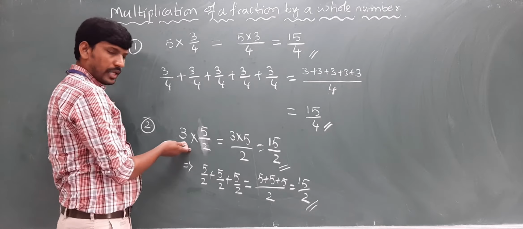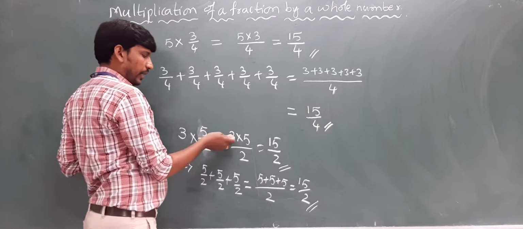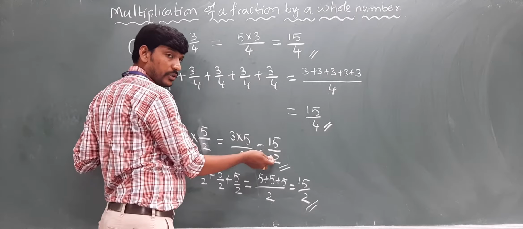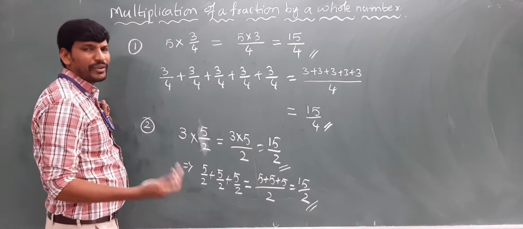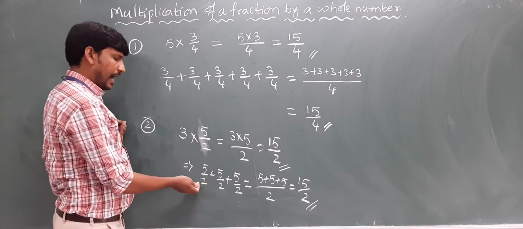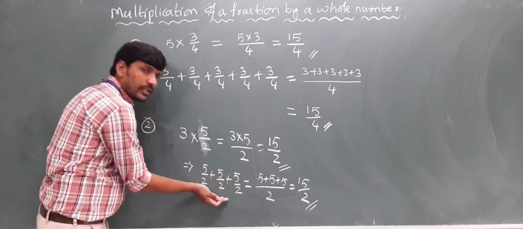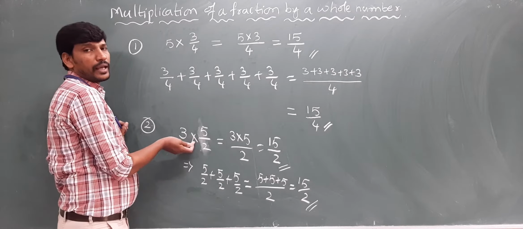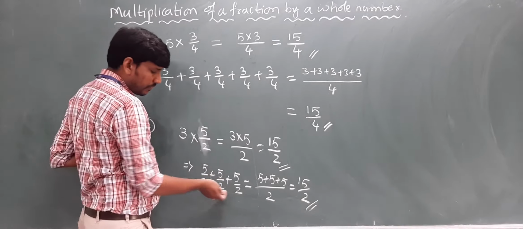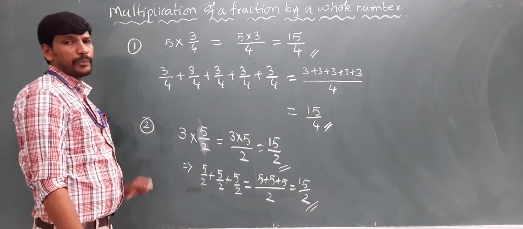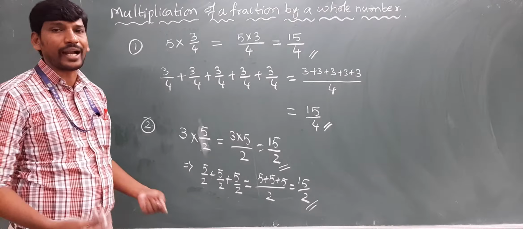Now see here, the same thing. 3 into 5 by 2 is equal to 15 by 2. Suppose some people have a doubt: sir, how do we get the same answer by adding? Instead of adding all these, we are going to multiply, because here the value is repeated 3 times only. It is easy to add.